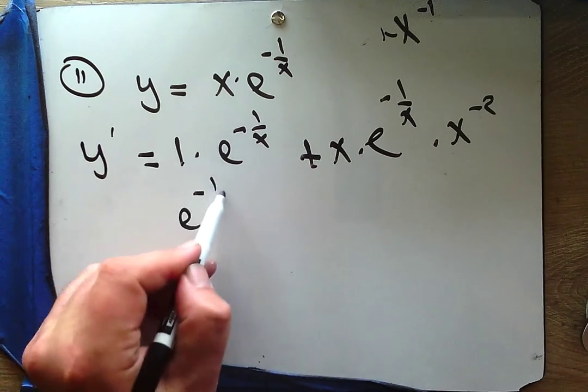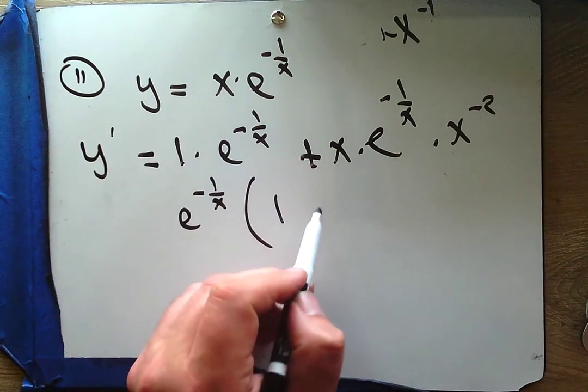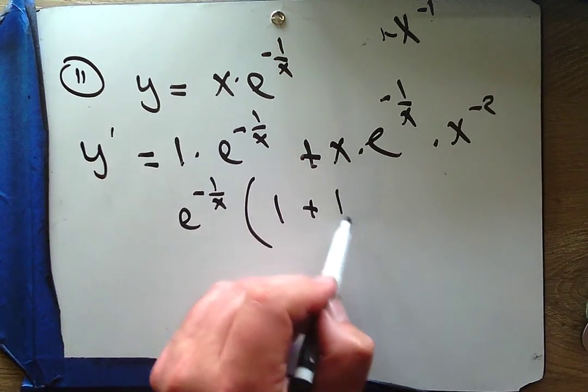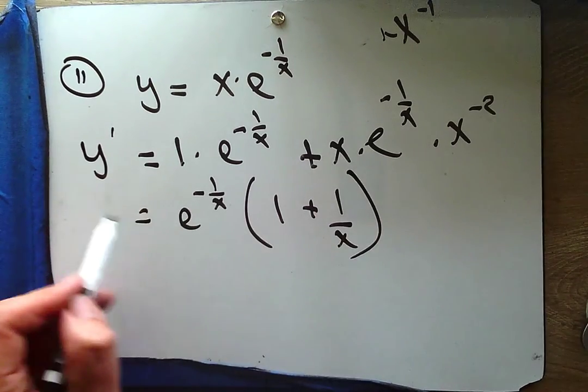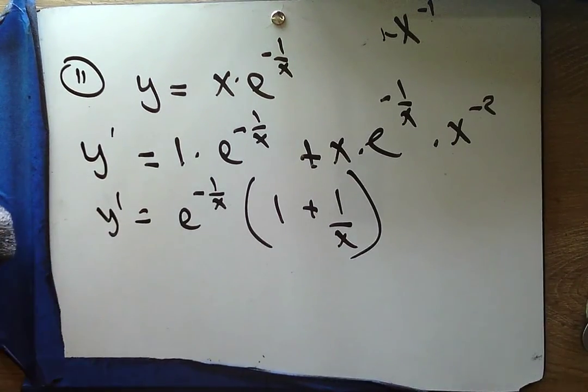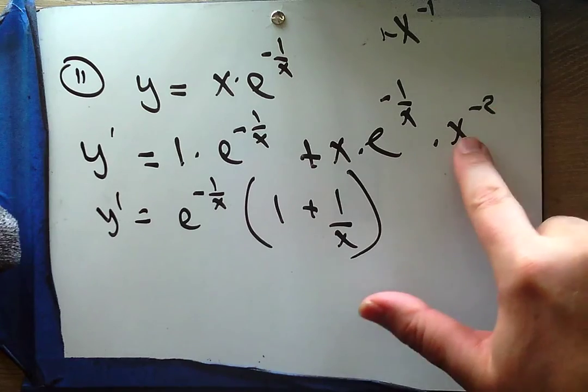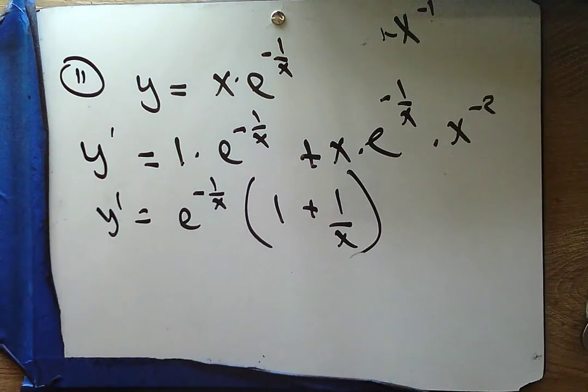So, don't tell, I said I wouldn't do this. Plus 1 over x, because that x is going to cancel one of those, and I'll have x to the minus 1. That's what that is. Okay, 12.